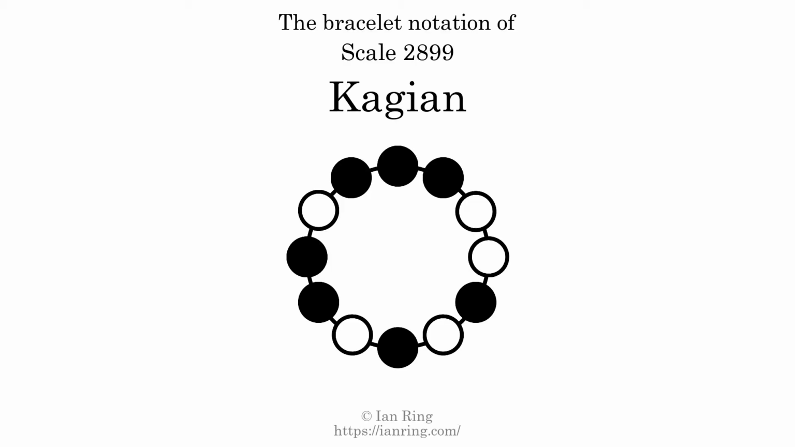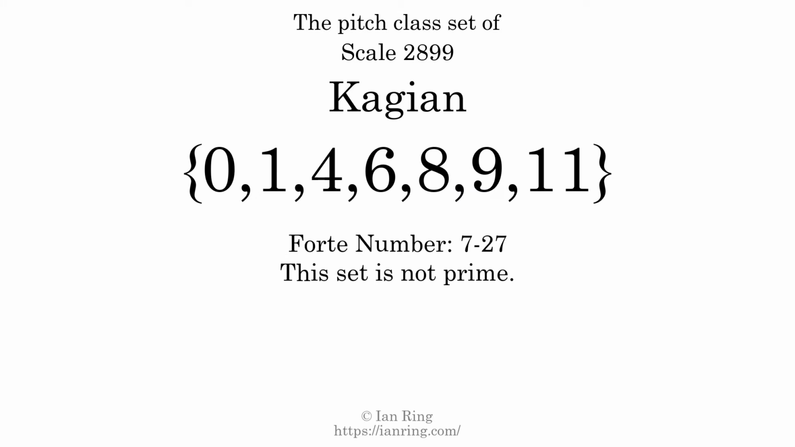This is a bracelet notation diagram of scale 2899. The shaded circles represent tones that appear in the scale, and they are read clockwise, starting at the top. The pitch class set for this scale is 0, 1, 4, 6, 8, 9, 11. The forte class is 7-27. This set is not prime.